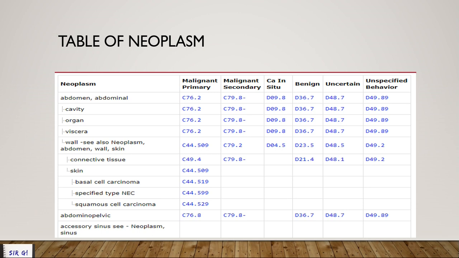Okay, so when we say malignant primary, you need to know if it's malignant. When we're talking about cancerous, cancer, or positive malignancy, or the documentation is telling you that it is really a cancerous one, it is divided into primary or malignant secondary.